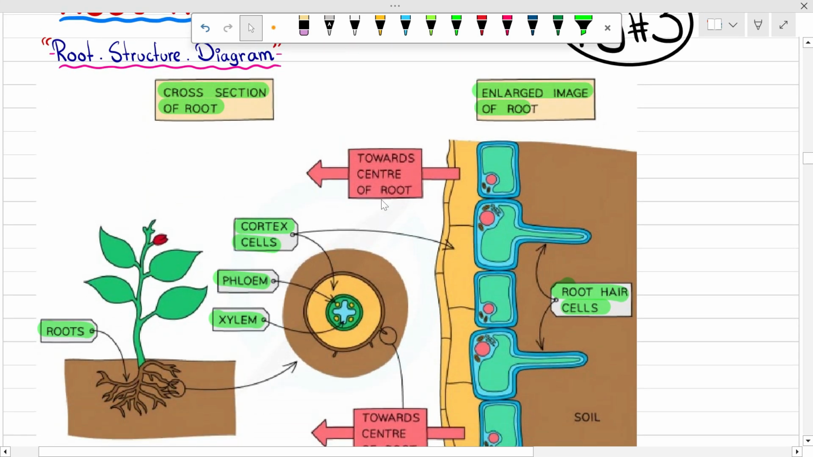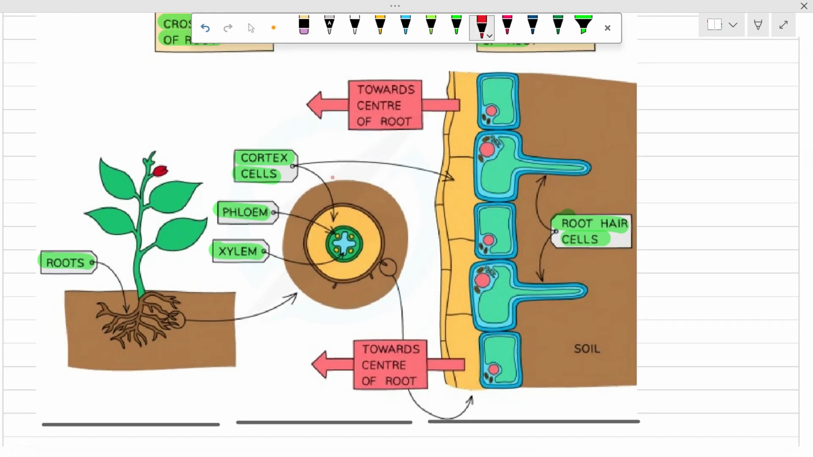This is the root structure diagram. So here we have soil, and we have root hair cells. As we put water, water is going to move into the root cortex and via osmosis into the roots, then to be transported to the plant via xylem.